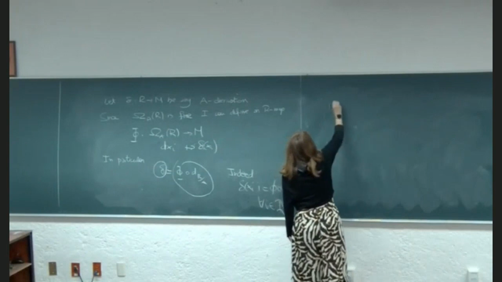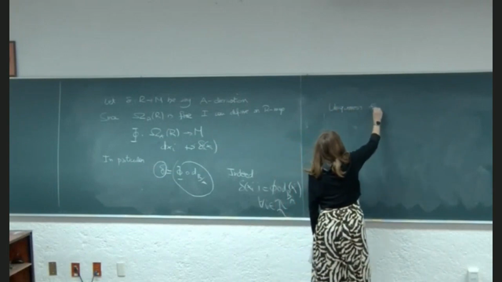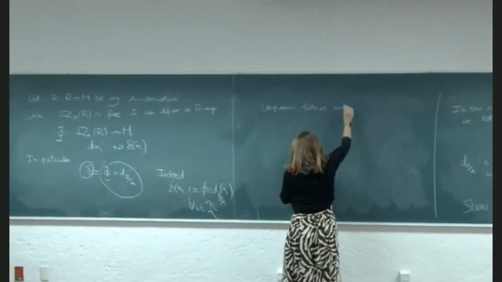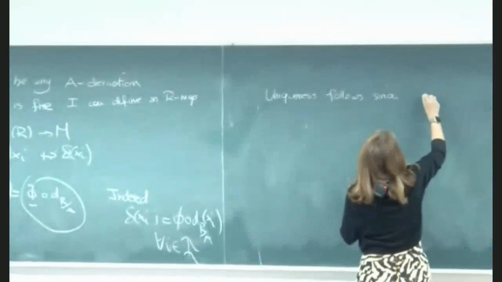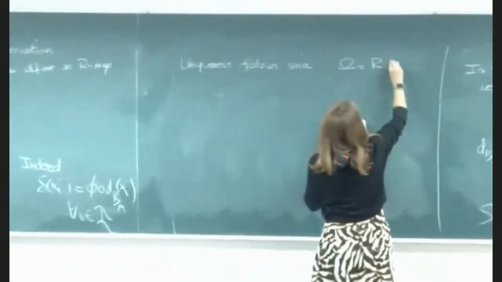So uniqueness follows since omega is generated by the image of R.